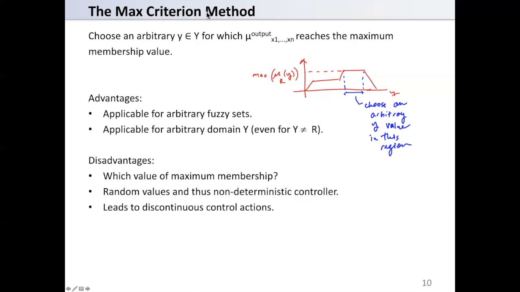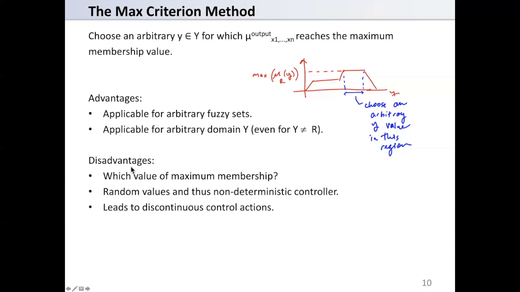In the Max Criterion method, we choose an arbitrary y value from the reference set for which the membership value of the output reaches the maximum membership value. If we consider this fuzzy set for the output, we choose an arbitrary y value in this region. So any value here can be chosen. The advantages are it can be applied for any arbitrary fuzzy sets and it is applicable for any domain Y.